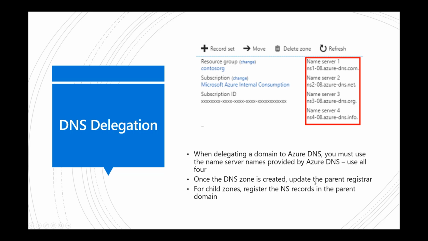So once the DNS zone is created, update the parent registrar. You have to go to your parent registrar, copy each and every piece of information from here, and then update it in the registrar site. And for child zones, register the NS records in the parent domain. So you have to update the parent domain also for the child zones, if you have any.